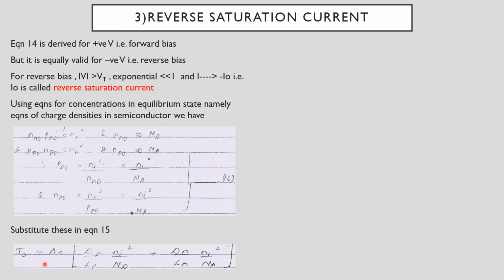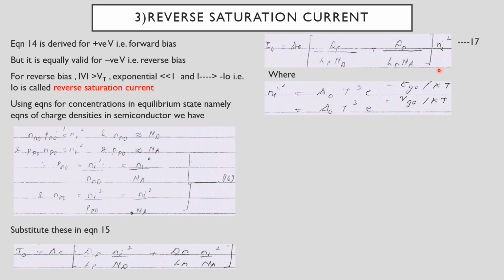Substituting this in equation 15, we get I0 is equal to Ae into Dp by Lp into Ni square upon Nd plus Dn upon Ln into Ni square upon Na. Ni square is taken common over here, equation 17, where Ni square is A0 into T cube into e raised to minus Eg0 by kT. In place of Eg0, you can substitute Vg0, equation 18.